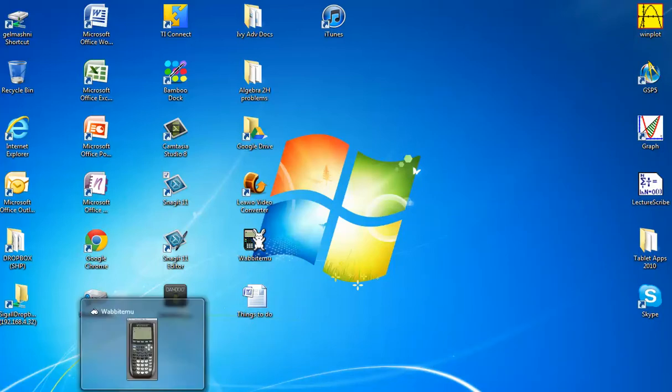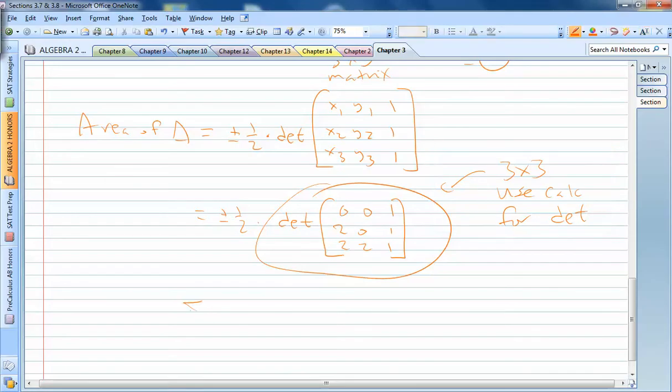So going back, that's going to be plus or minus 1/2 times 4. Now the reason why we have the plus or minus is just in case the determinant is negative. Because sometimes that can happen. And so in that case you multiply by negative 1/2. But because the determinant is positive, we'll multiply by positive 1/2. And of course that gets us 2.